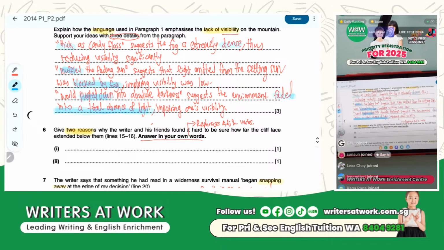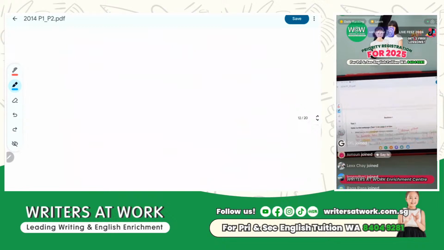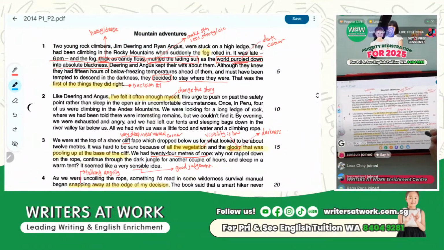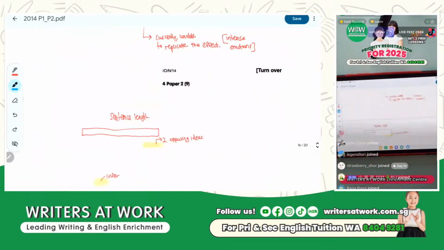Now let's take a look at question 6. When they ask you for two reasons why they are hard to be sure, why they can't ascertain the height of the cliff, let's go back to the text in lines 15 and 16. You can see it was hard to be sure. And why is it? Because of the vegetation and gloom. So firstly, there were too many trees and plants which blocked their views. And second, it was too dark.